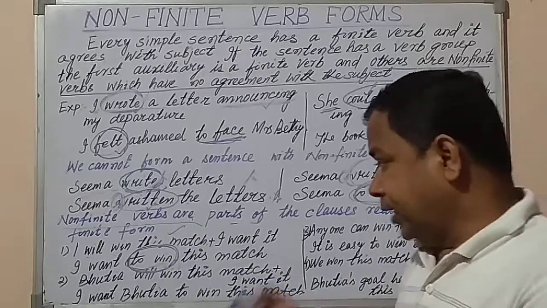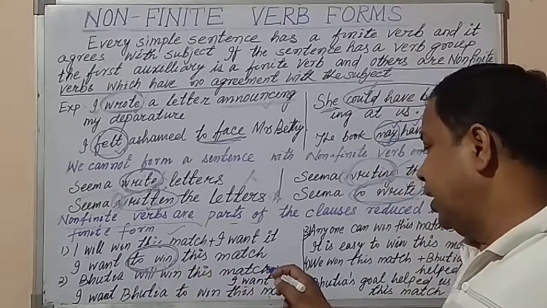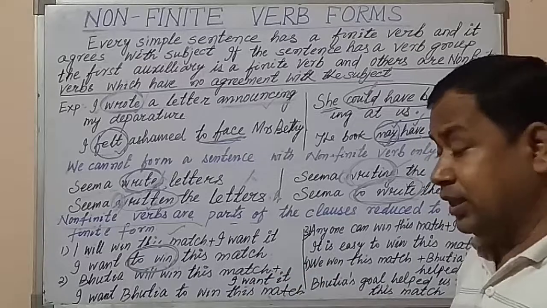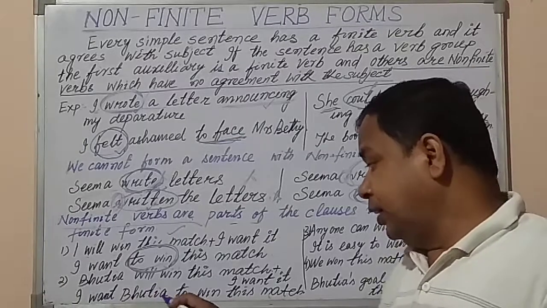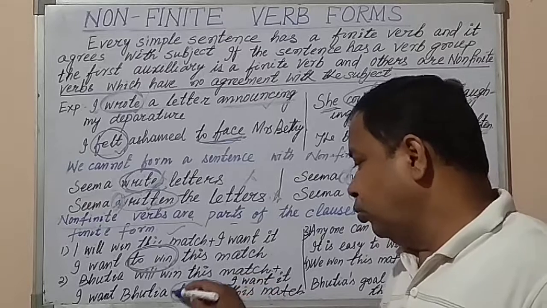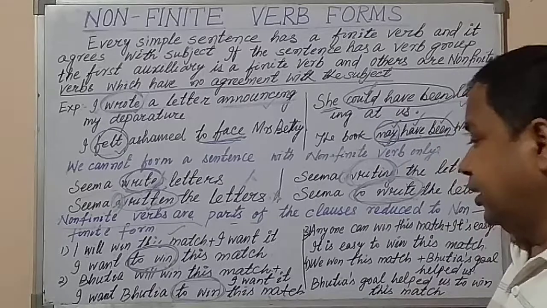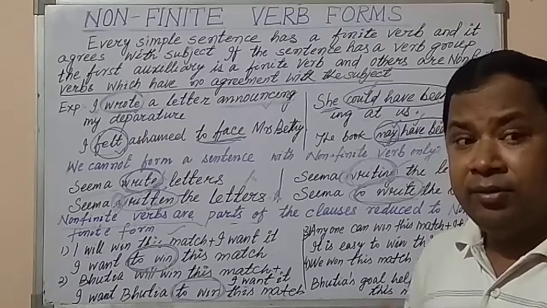Okay. So next you see how it is reduced. Bhutia will win this match, and another clause is I want it. Here are two clauses, and when we reduce the clauses, what happened? I want Bhutia to win this match. To win is your reduced part, and it is described here as the non-finite verb.